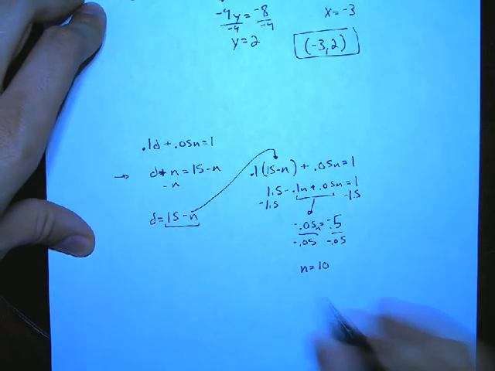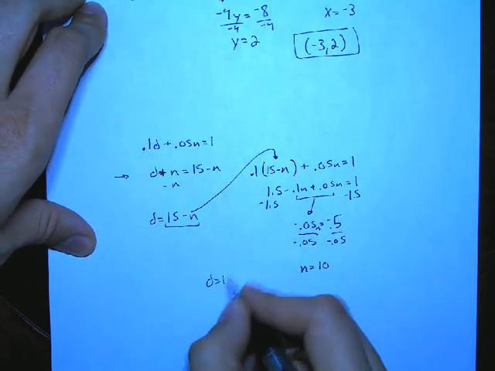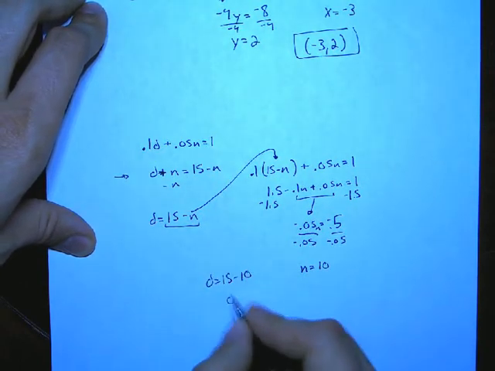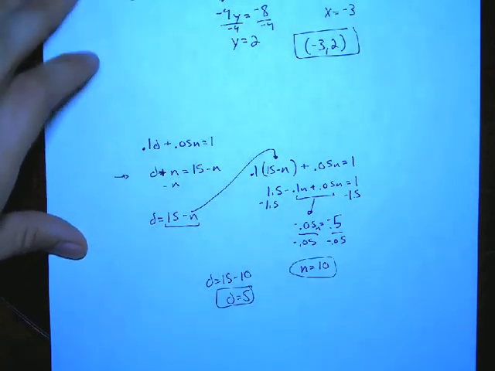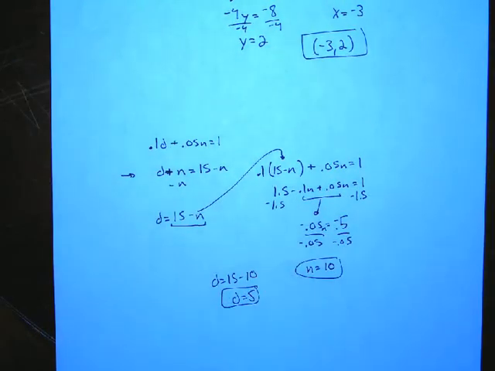Since I know n is equal to 10, and d is equal to 15 minus n, d must be equal to 5. So 5 dimes plus 10 nickels would be $1, with 15 coins altogether. That's substitution. You've got your 3 steps. Isolate your variable. Substitute in that variable. Solve. Go back. Solve for the other one. Basic substitution.